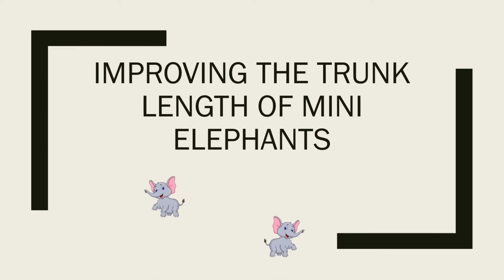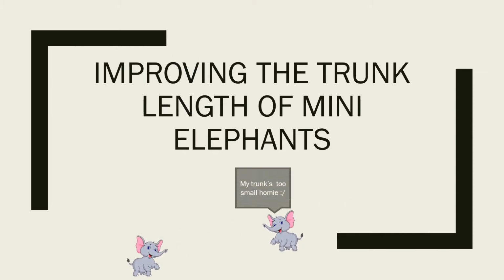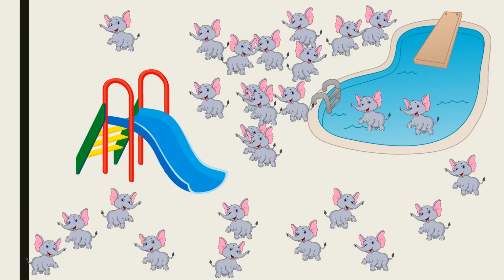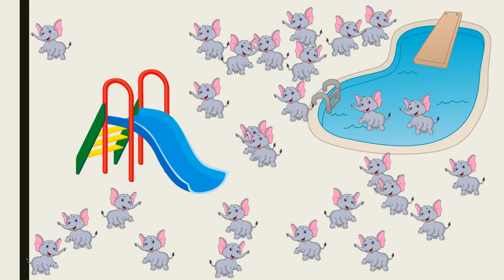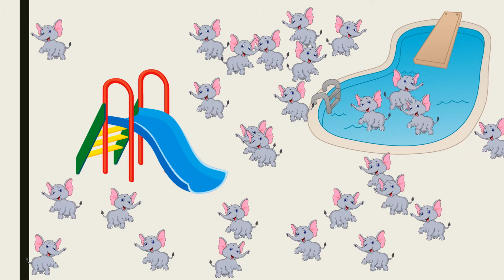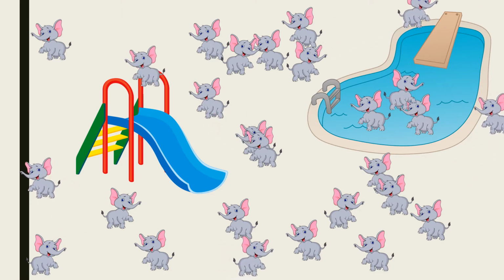In this video, I'll be going over improving the trunk lengths in mini elephants of a population. So we start with our initial population of 100 of our mini elephants. I see that they have trouble reaching food that is more than 6 centimeters off the ground, and I want to be able to breed the best mini elephants I can to increase profits.